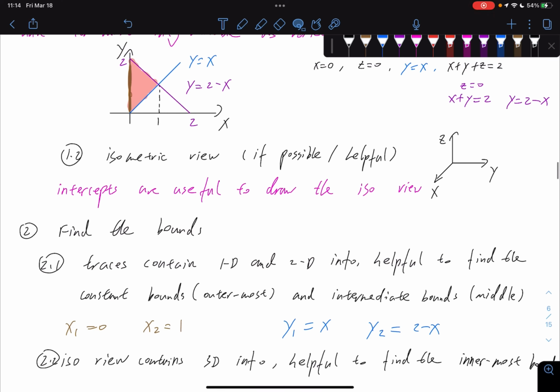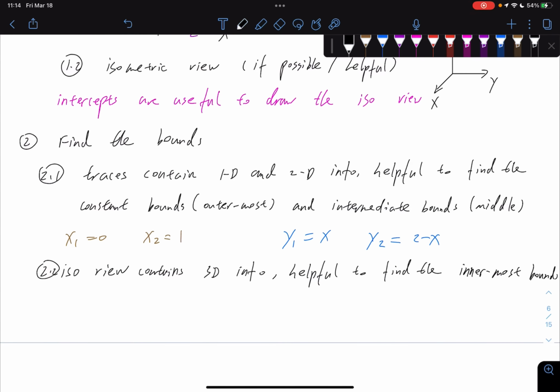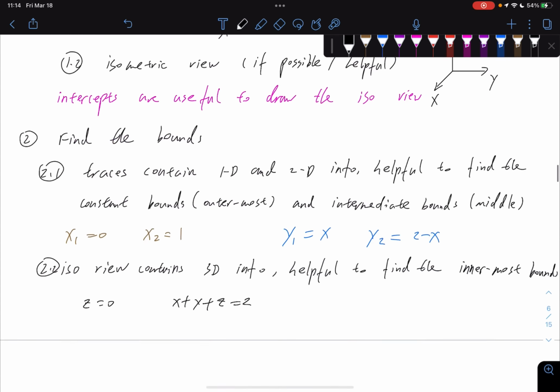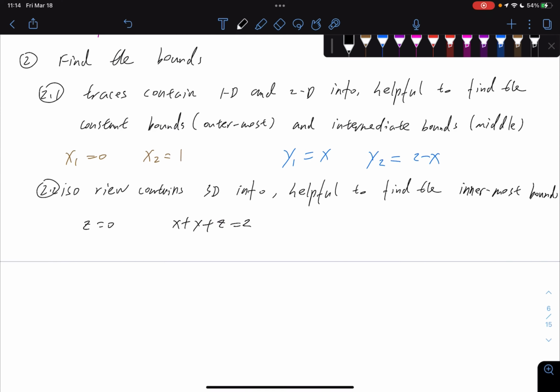So let's move them down. z equals 0, and then x plus y plus z equals 2. I think I'm correct, right? x plus y plus z equals 2. So we can turn this into z equals 2 minus x minus y. I think everybody can agree with that.